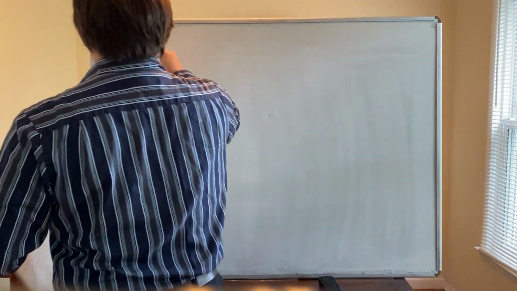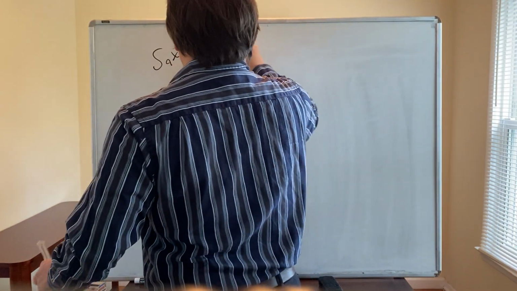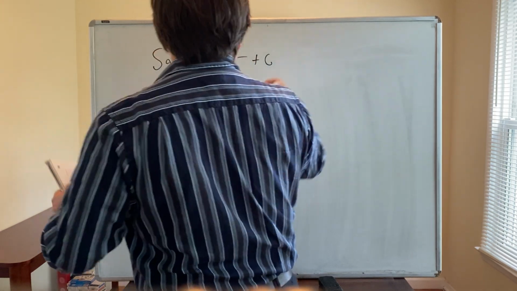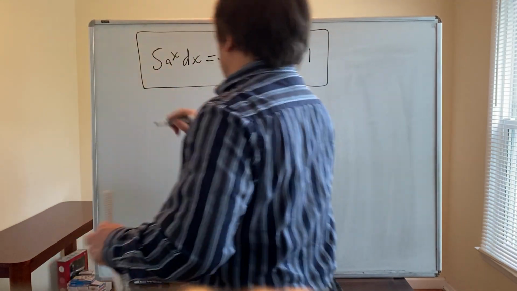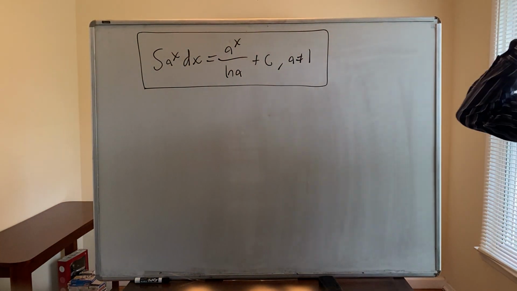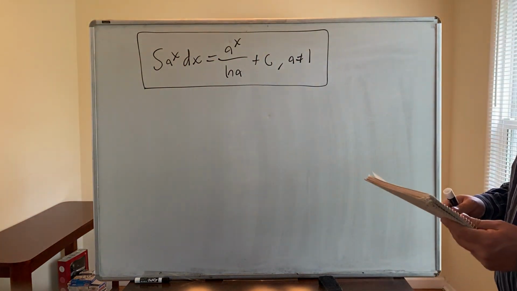Okay, so the integral of a to the x dx is equal to a to the x over ln a plus c, where a does not equal 1. So the most general antiderivative of a to the x dx is a to the x over ln a plus c, where a does not equal 1.